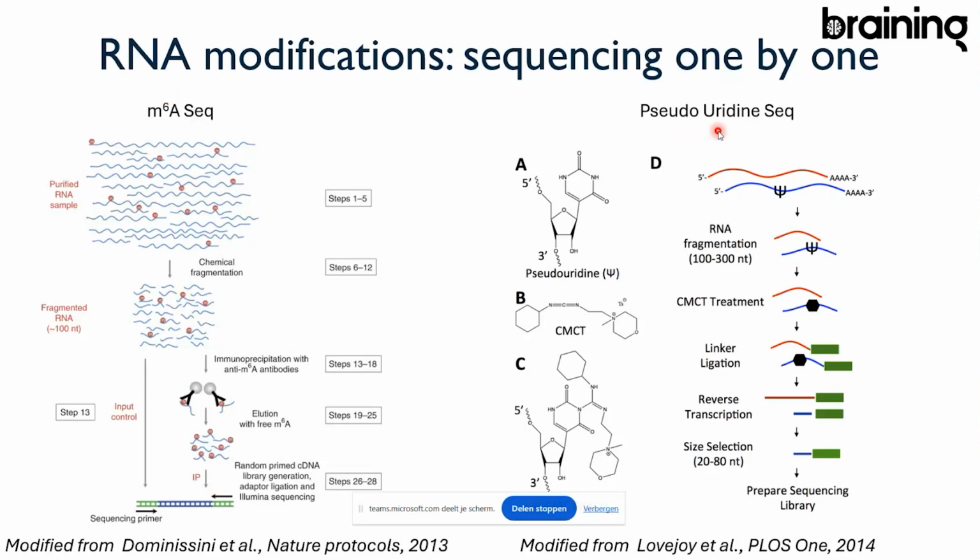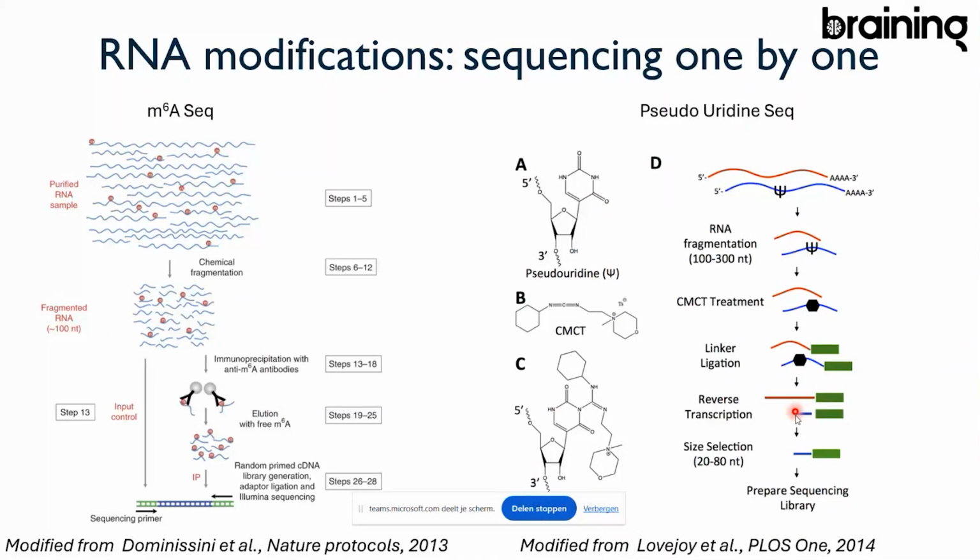The same goes for pseudouridine. It's another RNA modification. It works slightly differently, but the concept is the same. You have the CMCT. The CMCT will react chemically. It will do a covalent binding with pseudouridine. And if the CMCT is present, it will not allow the reverse transcriptase to progress. If you do a reverse transcription, it will block the progression of the reverse transcriptase, which means that every time you have a pseudouridine, the reverse transcriptase stops.